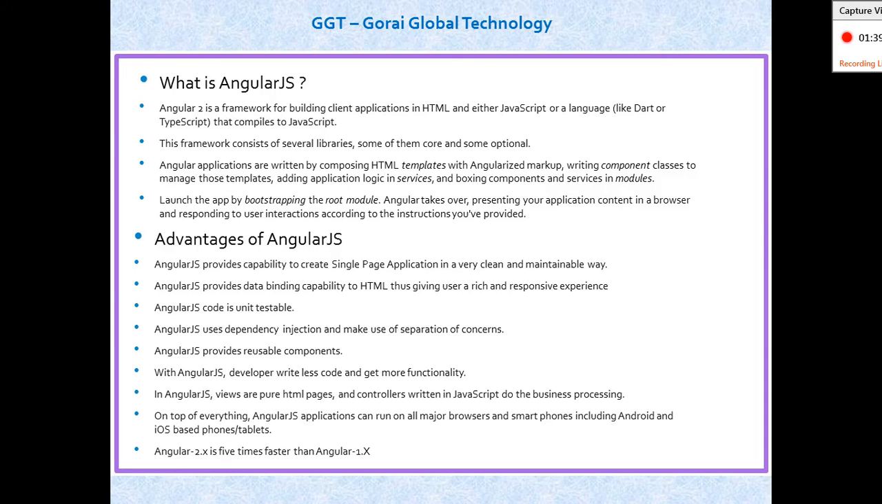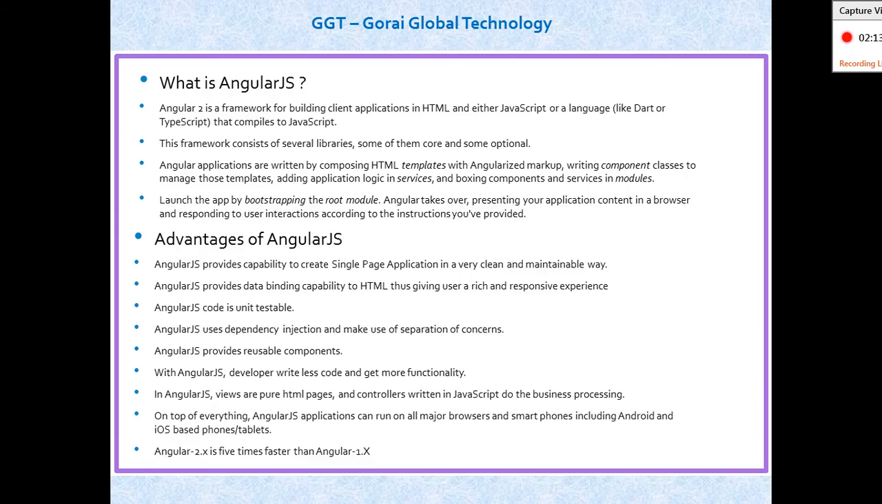Advantages of AngularJS: it provides the capability to create single page applications in a very clean and modular, maintainable way. AngularJS provides data binding capability to HTML, thus giving users a rich and responsive experience. AngularJS code is unit testable. AngularJS uses dependency injection and makes use of separation of concerns. It provides reusable components. Developers write less code and get more functionality.